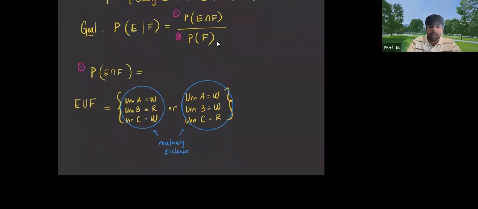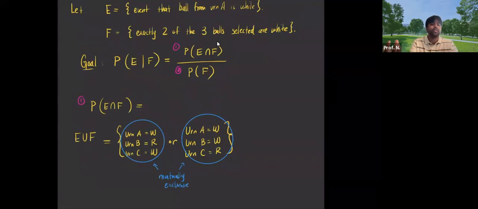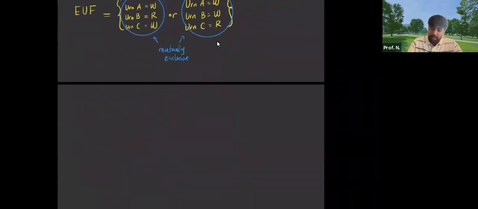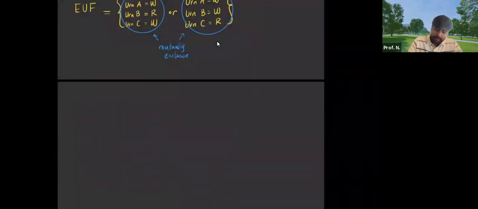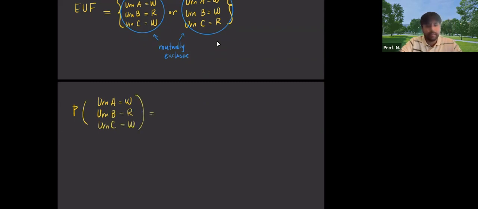And why is that important to know? Because then we know that to find the probability of this union of events, we just have to add the probability of each event occurring. And don't worry about the overlap because there is no overlap to subtract off. Okay. So then now the problem becomes, what is the probability of urn A being W, urn B being red, and urn C being W? What's this probability?